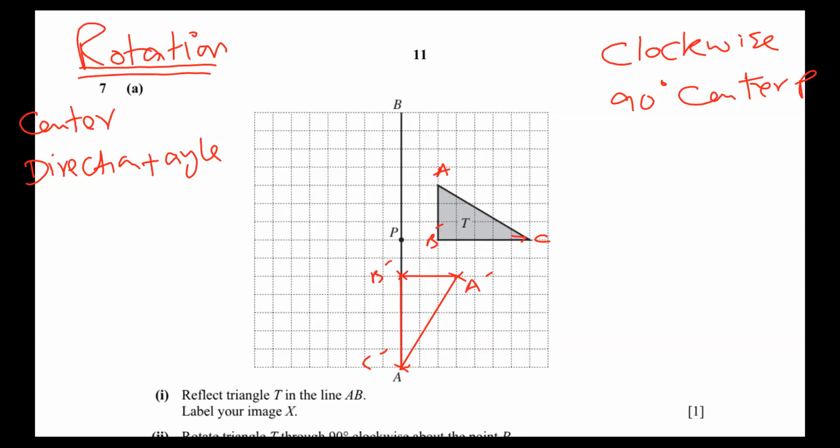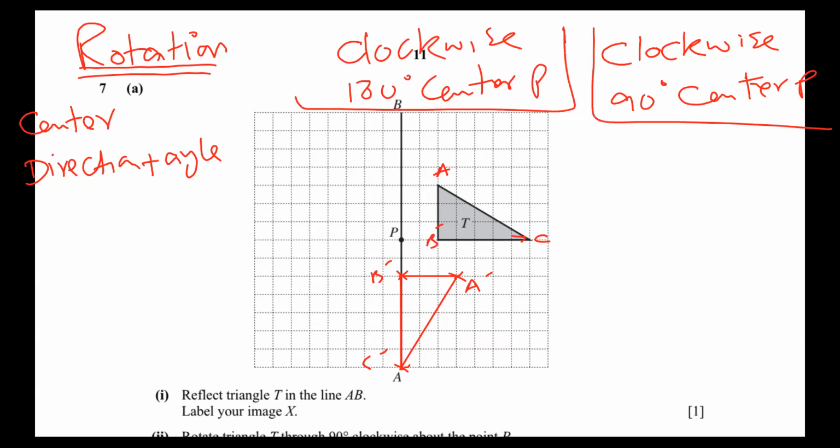So let's start, students. But one part is over. Now I'm going to do clockwise. But this time I'm doing 180 degrees and center P. Okay. So let's see how we can do it. One part is already over.